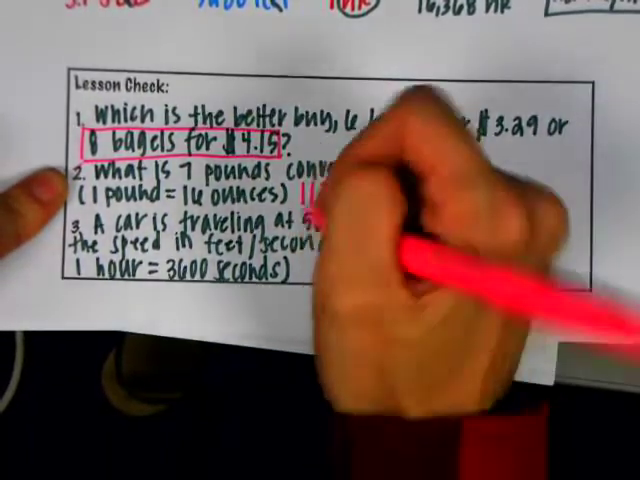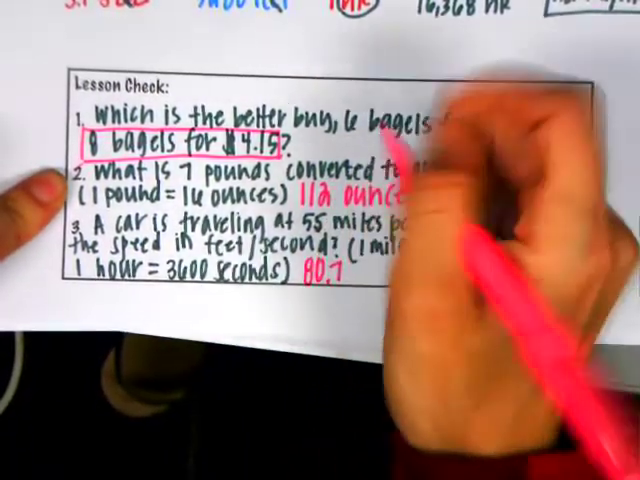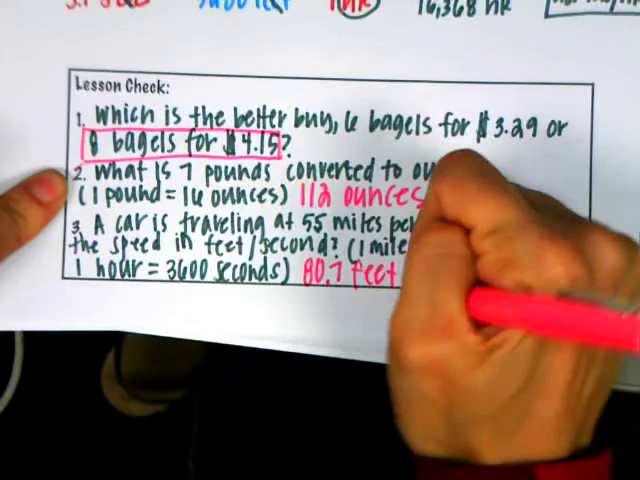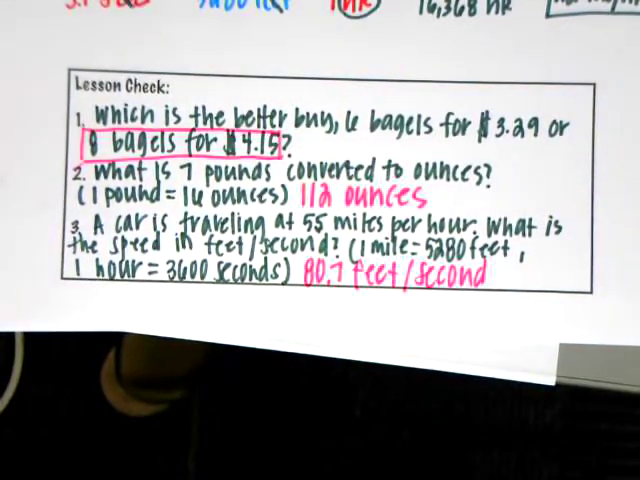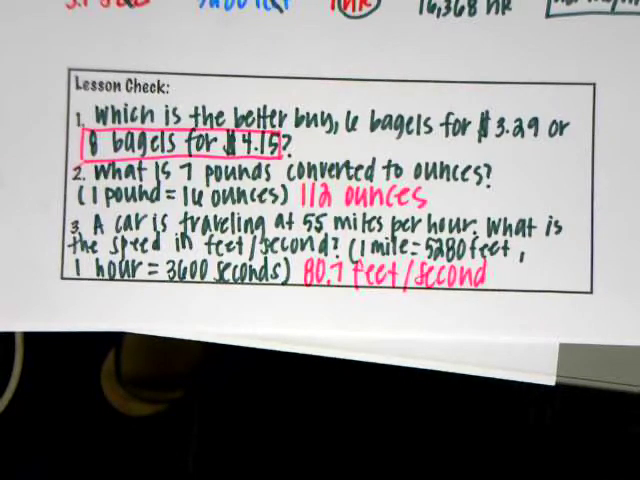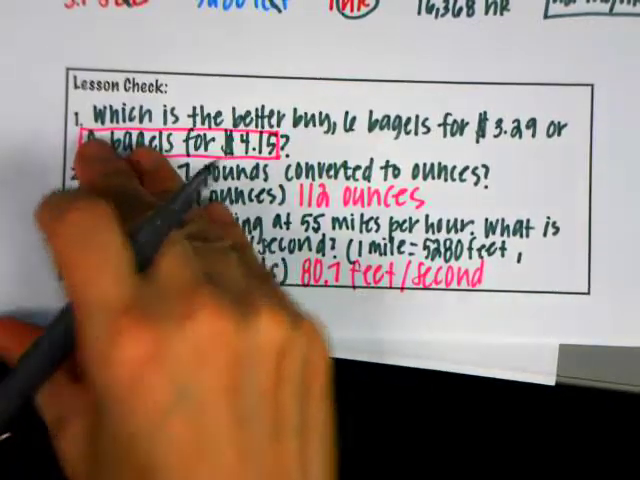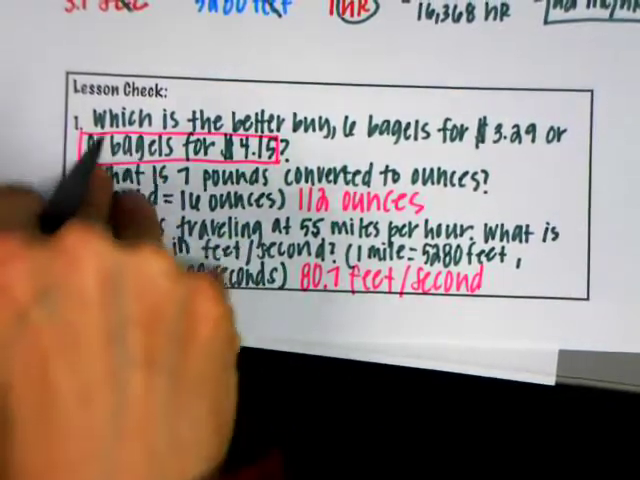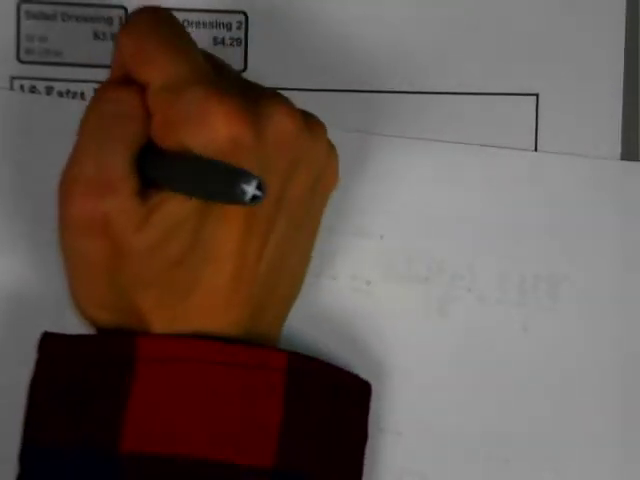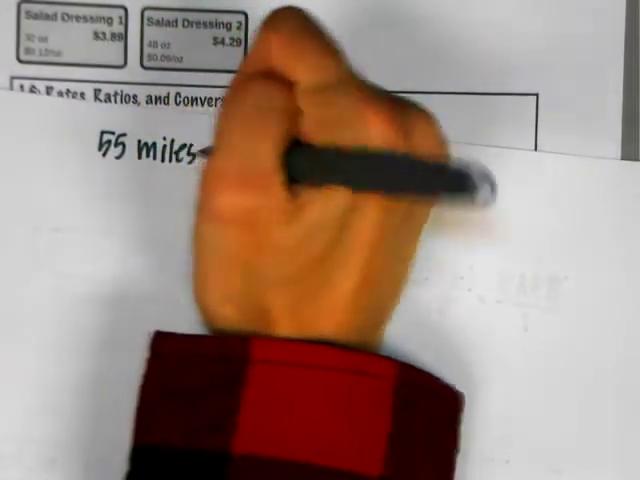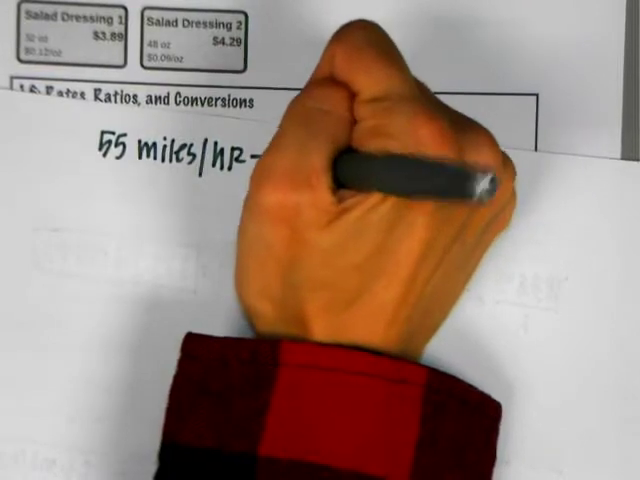And then number 3, 80.7 feet per second. Do you want me to look at that one? Yeah. Okay, write it out. I'm going to do this on the back. Maybe we'll find out that this is wrong. Nobody's ever caught it, that'd be cool. All right, so 55 miles per hour, and we're going to feet per second.